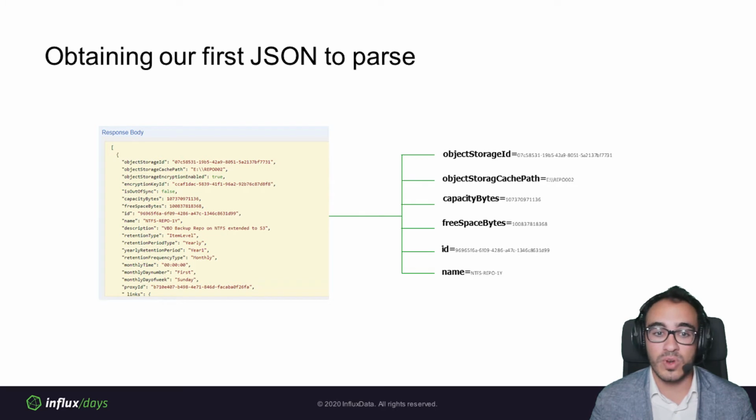I don't want to extract those and put them in InfluxDB because they are not relevant for me. So the only ones that I want in this case are the object storage ID, storage cache path, capacity bytes, free space bytes, ID, and name. Those are the only ones that are important for me, and the ones that I want to save into my InfluxDB, so later on I can build a dashboard around that. And this is just a simple, quick example, okay?